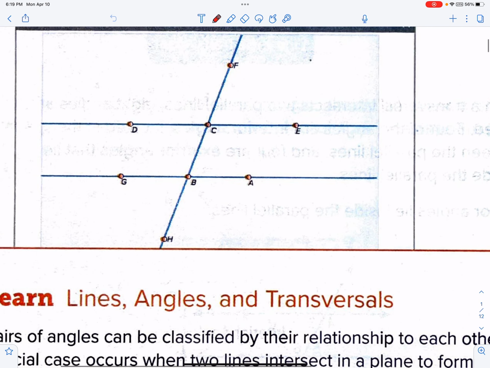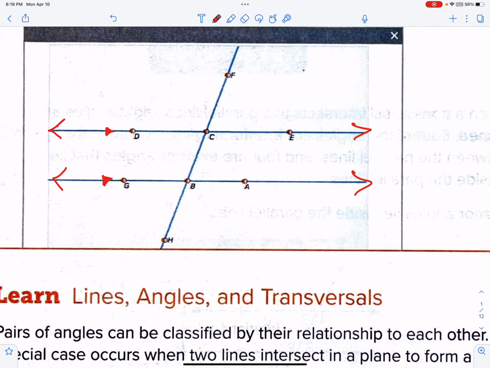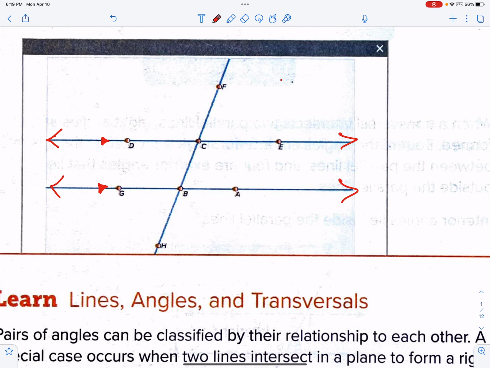These two are parallel lines. Okay, so let's go ahead and show those. To show that they're parallel, they're going to have arrows on them. Not the arrows that represent the line, but their own little arrows like that. And that just means parallel. It's a symbol. This thing here is called the transversal.